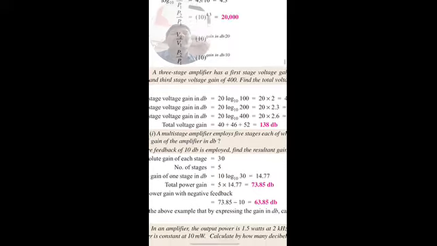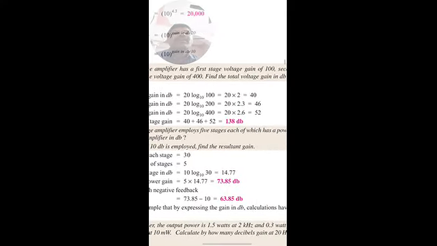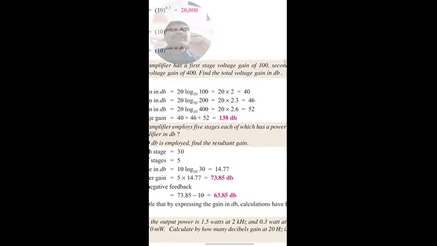52 dB. So the total voltage gain of a 3-stage multi-stage amplifier is the sum of the gains of individual stages, in dBs. So we have 40 plus 46 plus 52, it is 138 dB, the overall gain of a 3-stage amplifier.